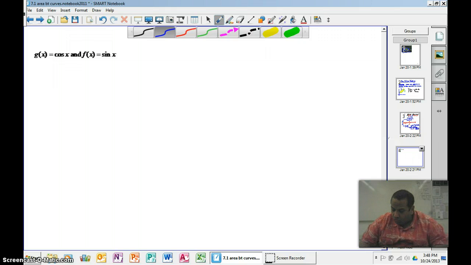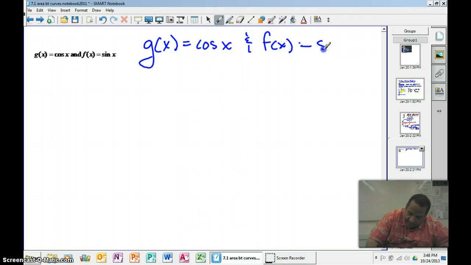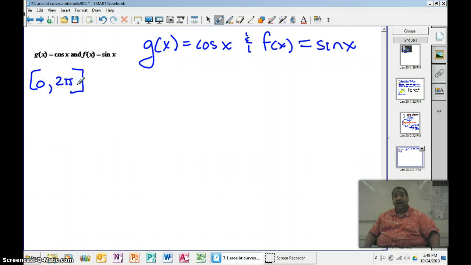This one. Ooh, we got some trig action. g of x is the cosine of x, and f of x is the sine of x. Nice, I love them. I'm going to go 0 to 2 pi for limits. I have to tell you that because they're cyclic and they go on forever. Okay, so now we're going to set them equal to each other and find out where they hit.